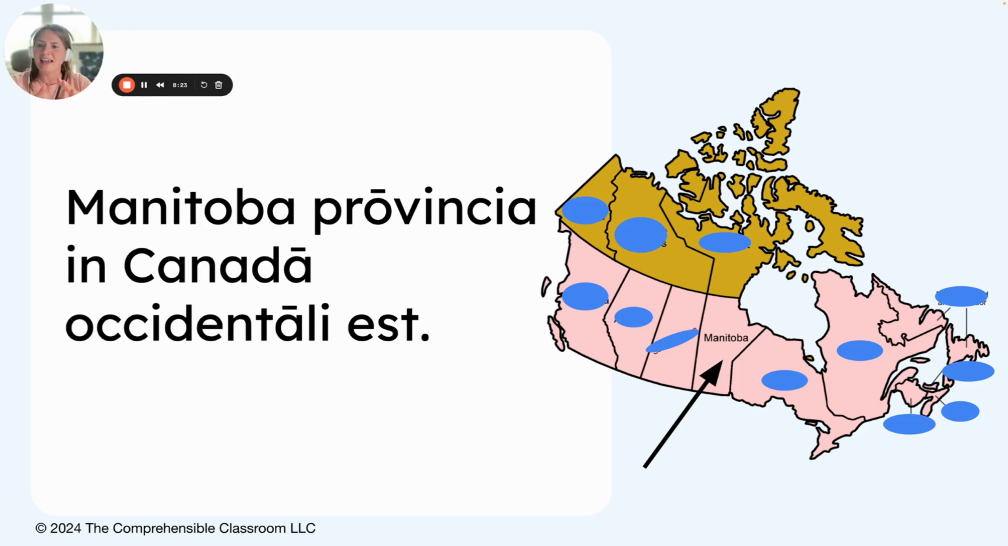Manitoba provincia in Canada occidentali est. Now, if you're anything like me, you might think, that doesn't really look like Western Canada. That more looks like the middle of Canada. But Manitoba is considered a Western Canadian province. Manitoba provincia in Canada occidentali est.